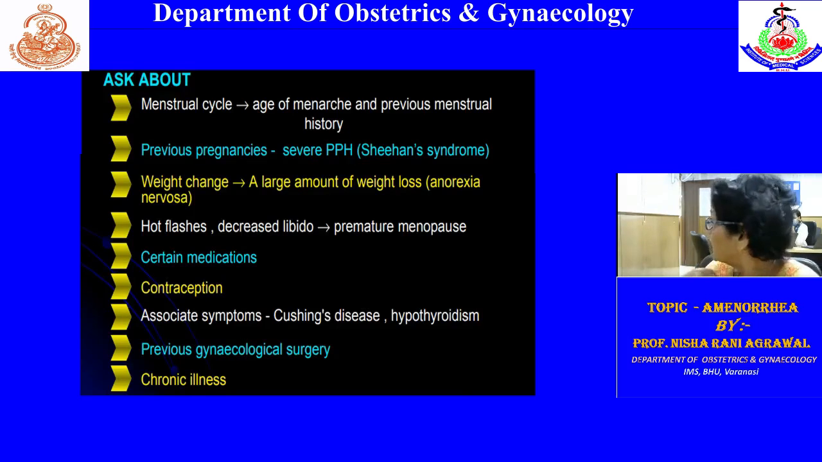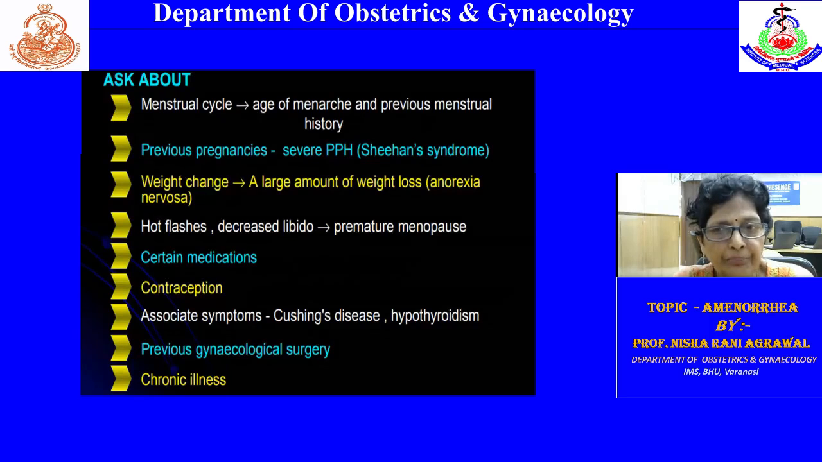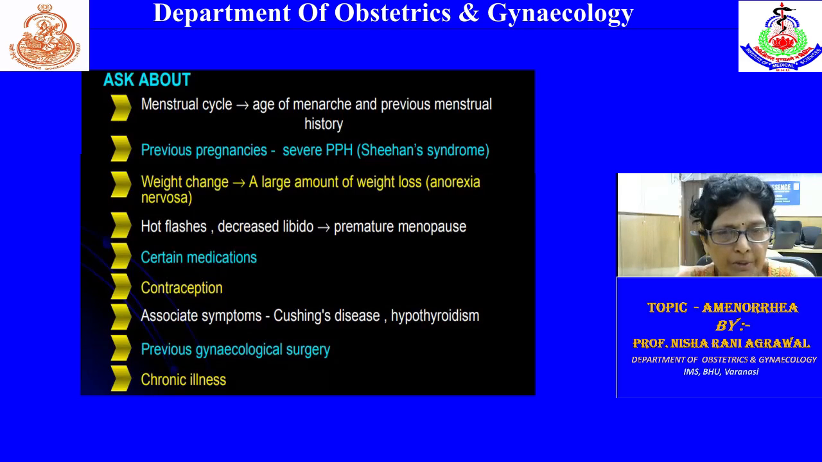Ask about the menstrual cycle, that is age of menarche and previous menstrual history, previous pregnancies, especially history of severe PPH, which is important in Sheehan syndrome. Then weight change, a large amount of weight loss, for example, in anorexia nervosa or severe exercise. Hot flashes and decreased libido are seen in premature menopause. Certain medications, which I told earlier also, may cause amenorrhea.